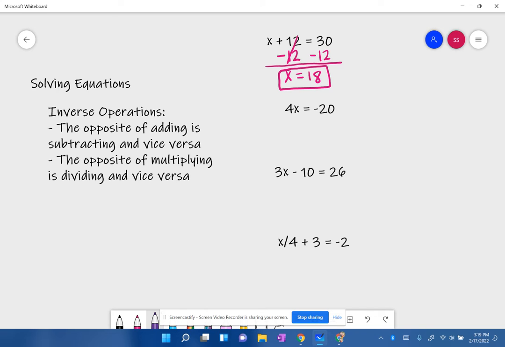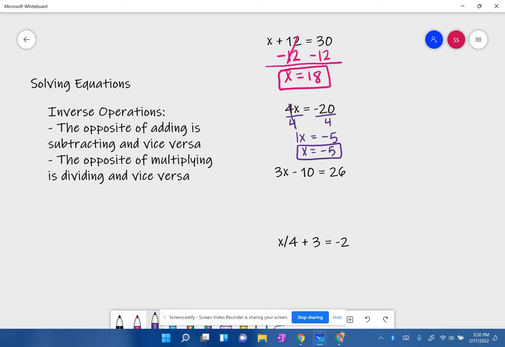So the opposite of multiplying is dividing. So we'll divide both sides by 4. 4 divided by 4 is 1. So now we're left with 1x, but we have to divide the other side by 4 too. So that'd be negative 5. Well, we don't really need that 1x there. If we just have an x, that means there's only one of them. So x is negative 5.